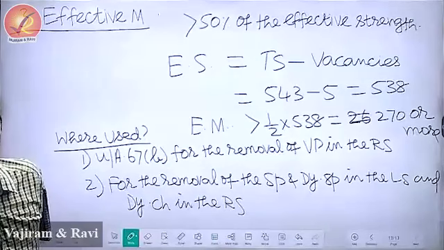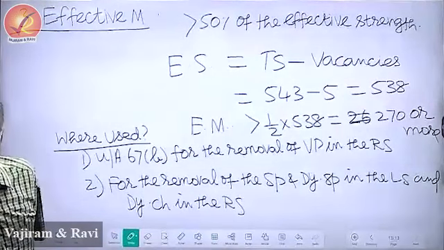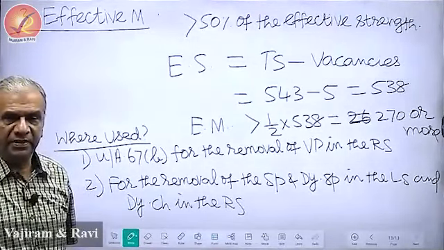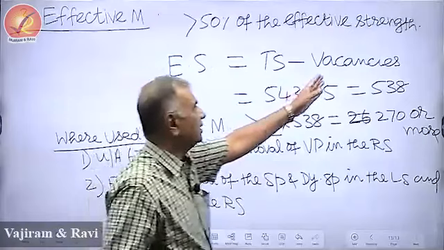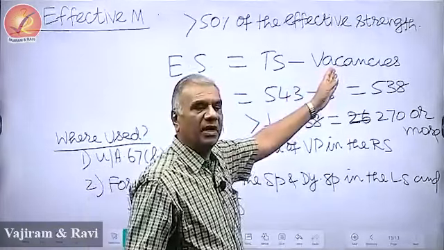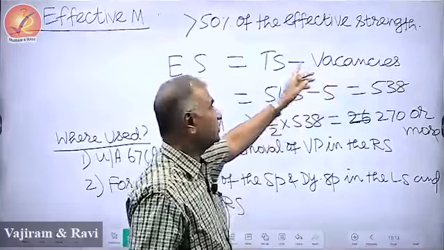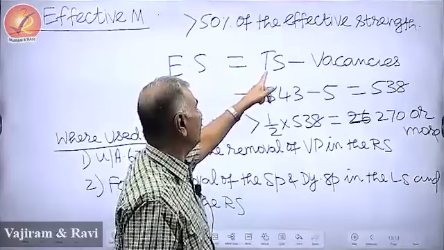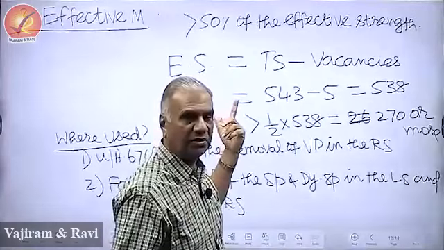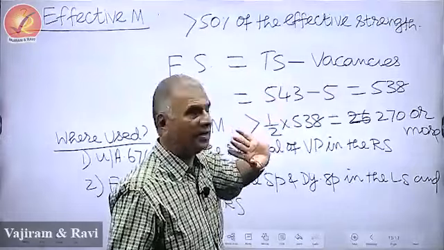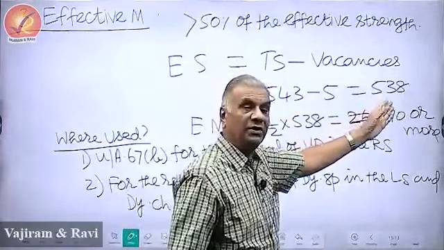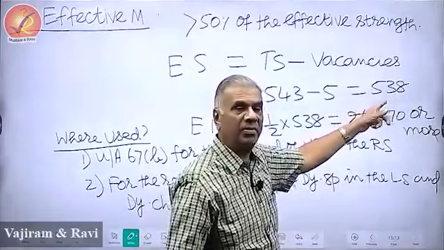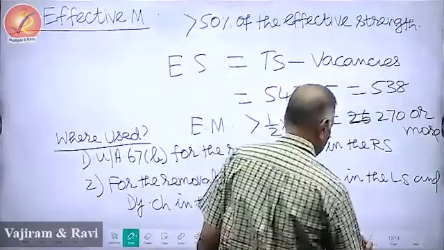In case of abstention, it is members present and voting. If somebody is absent, it is not calculated in case of the effective strength. The effective strength is total strength minus vacancies. Out of these 538, 38 members may be absent, but still the calculations will be based on 538.